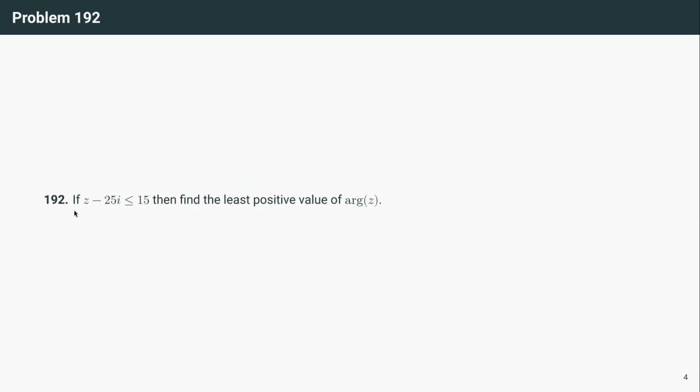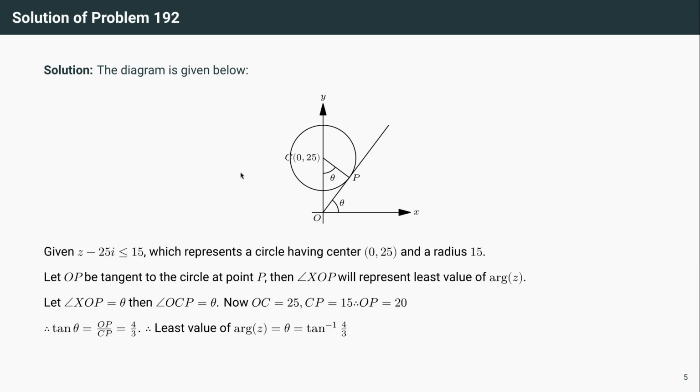Problem 192 says that if |z - 25i| is less than or equal to 15, then find the least positive value of argument of z. So you see, this is the diagram. Since the complex number is z minus 25i, that means the center is at 0, 25, that is over here, and 15 is its radius, so it's a circle.